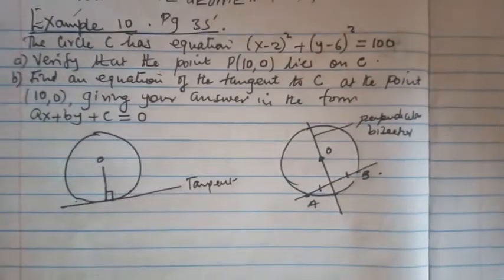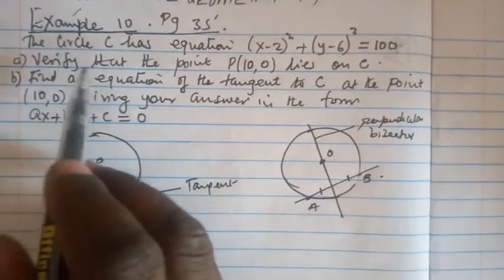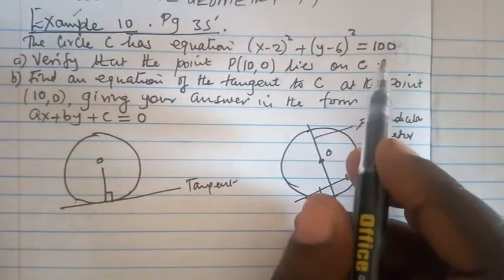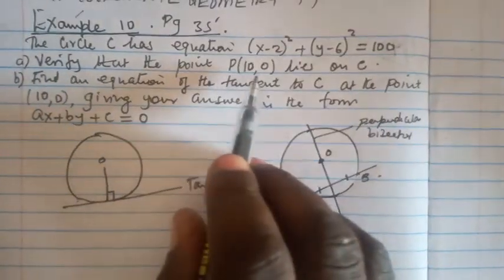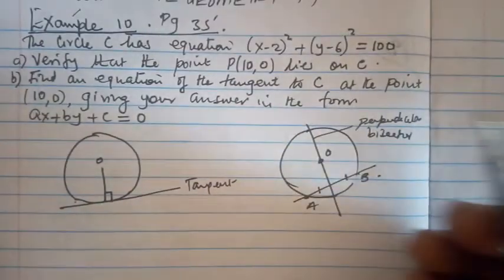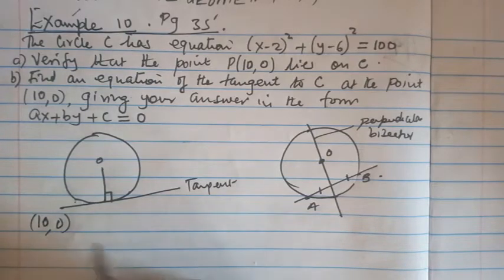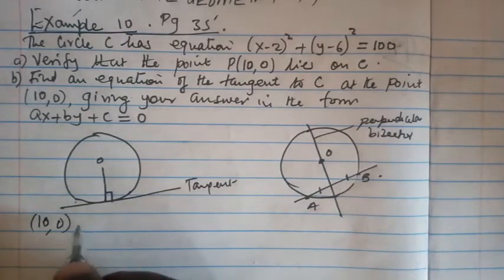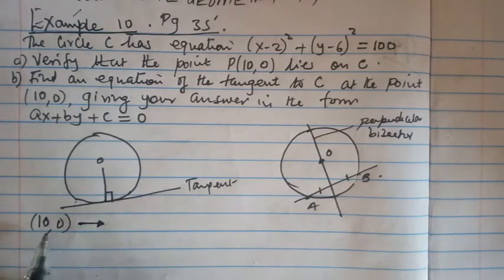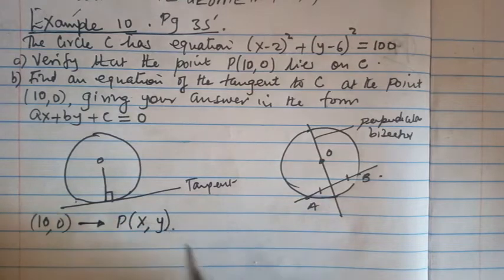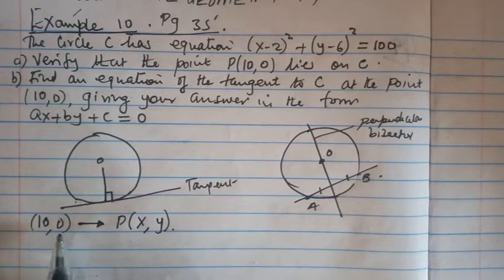In example 10, we are told the circle C has equation (x minus 2) squared plus (y minus 6) squared is equal to 100. Verify that the point 10, 0 lies on the circle. The point P, 10, 0, lies on the circle. Please note, these are the coordinates of the point P in terms of x and y. That means the value of x at P is 10 and the value of y at P is 0.